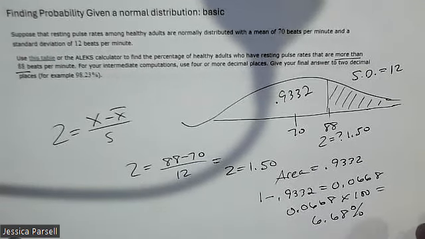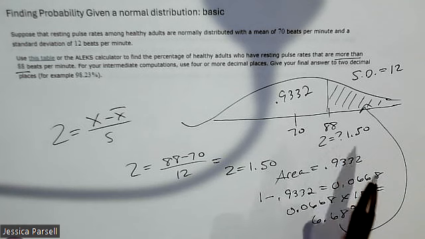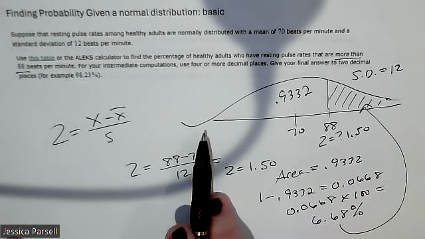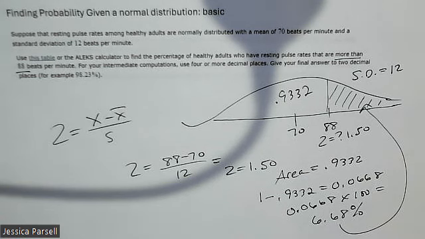Okay, so hopefully you're coming up with the percentage of healthy adults who have a resting pulse rate that's more than 88 beats per minute is 6.68%. So not a whole bunch of us running around with a resting heart rate above 88. That's a very small chunk. That is that piece right there. So I converted to a z-score, found my area that corresponds to that z-score. I remember that the area is always to the left of the z-score. So because I want to know what this piece is, I had to subtract from 1.